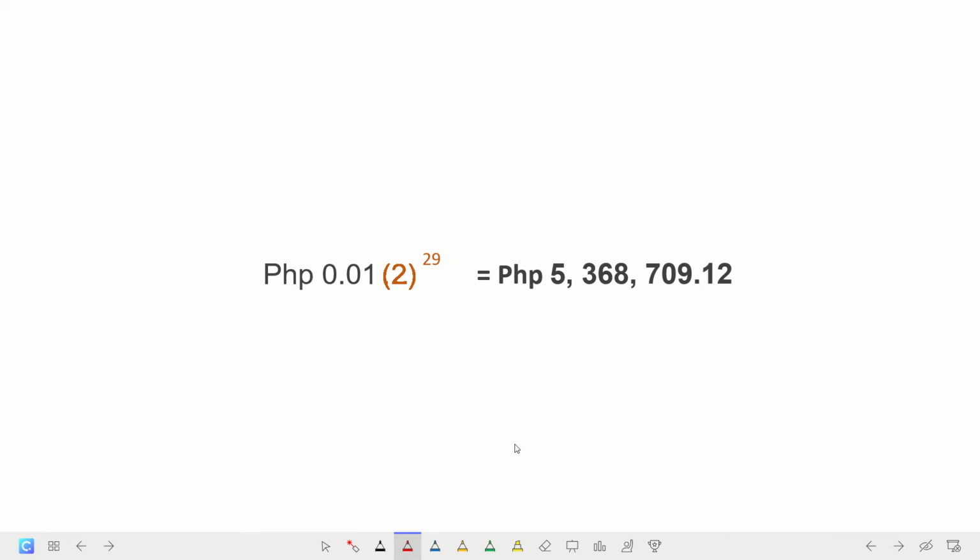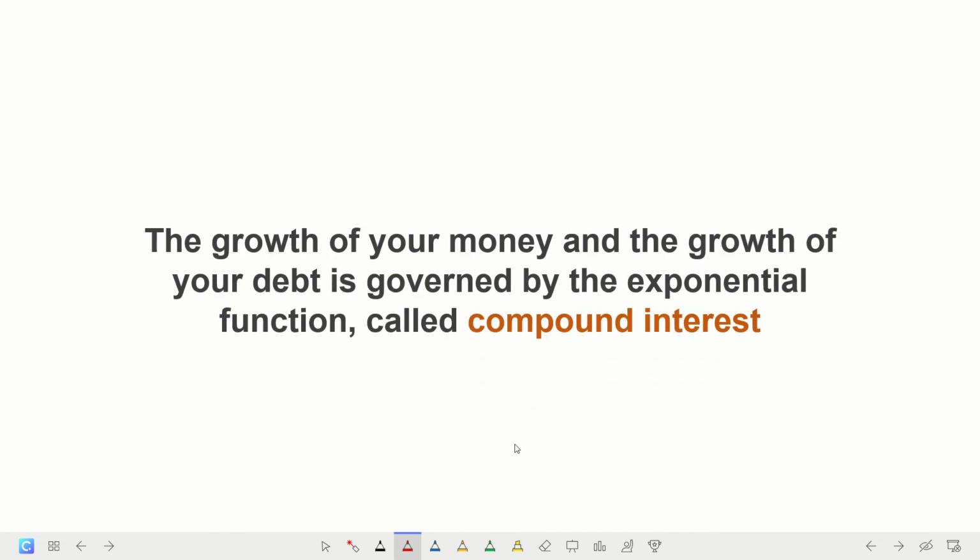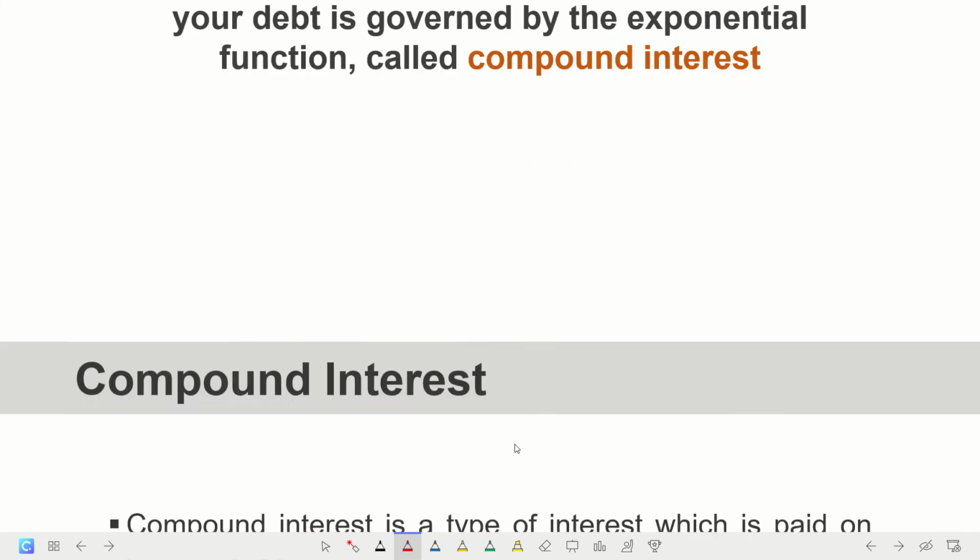So as you can see, this form is an exponential function, an exponential expression. Therefore, the growth of your money and the growth of your debt is governed by the exponential function called compound interest. So compound interest is an application of the exponential function.